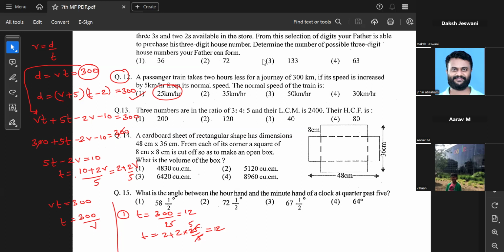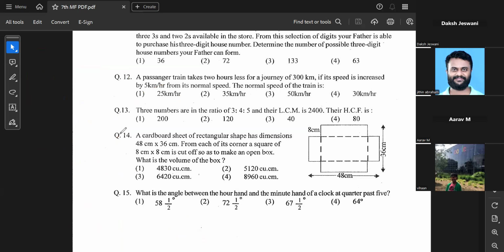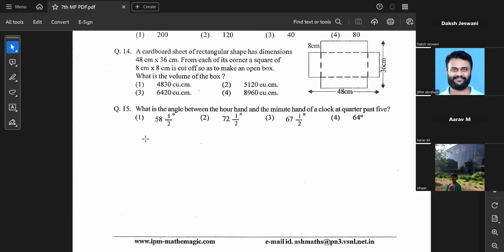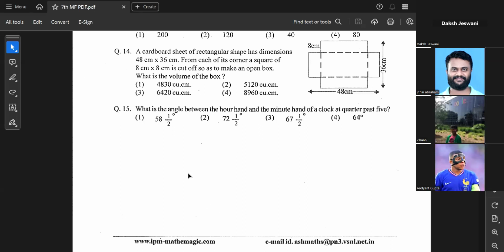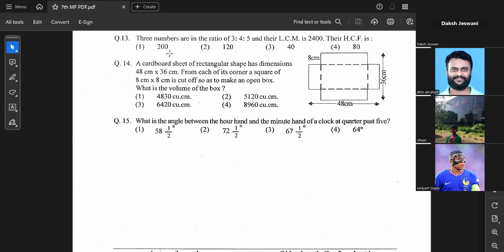Okay, I'm erasing this, dear children. Okay. Proceeding to the 14th problem, a cardboard. Let me just take this thoda sa niche so that I can get space to solve. So this is quite easy and solved.